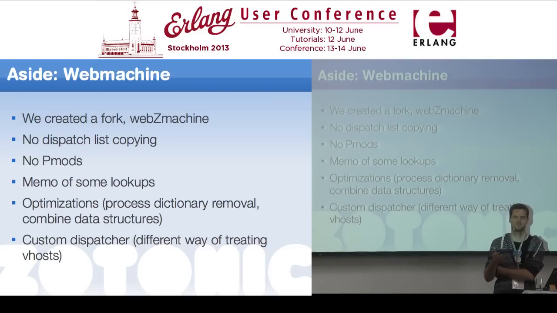Webmachine is basically an HTTP flow mechanism which guides an HTTP request through all the different states that it can get into. Like, should I return? Is this resource there? Can I access it? You have all these kinds of callbacks that you can hook into.